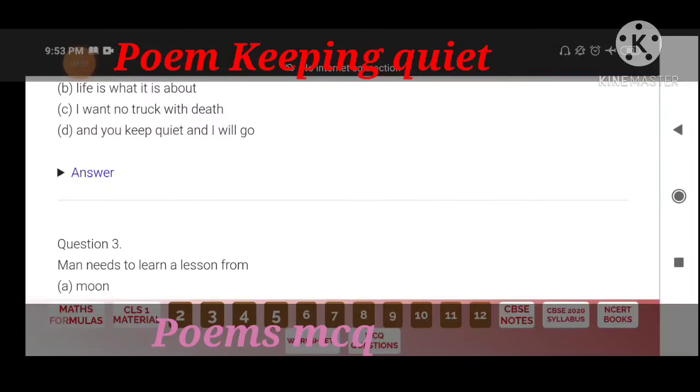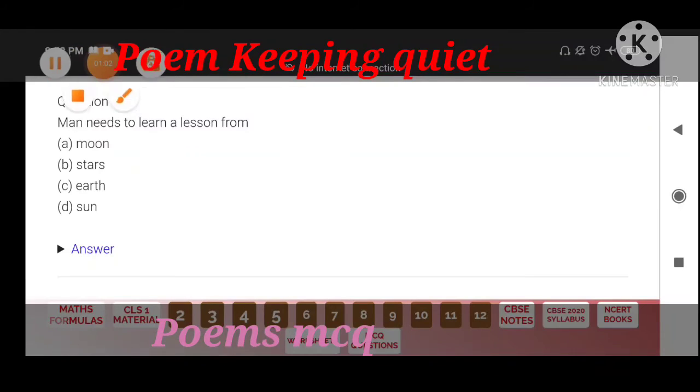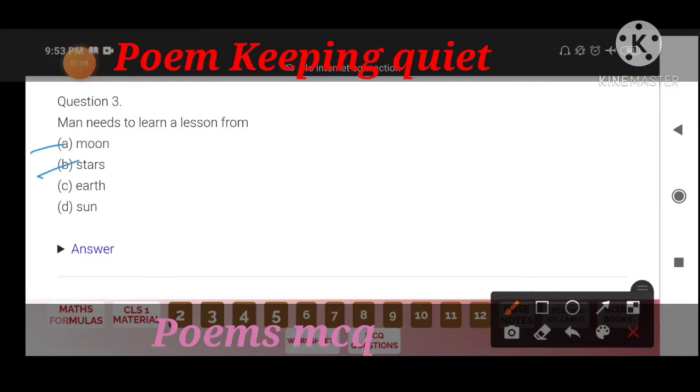Next, man needs to learn a lesson from moon, stars, earth or sun. So the answer will be earth. We should learn lesson from the earth.